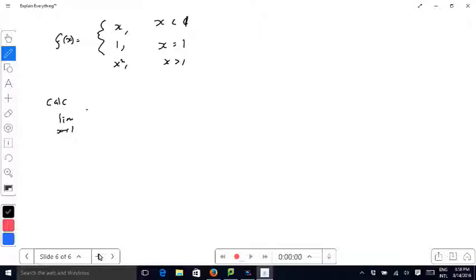So I'm calculating the limit as x approaches 1 for f of x. I can draw it. Most of the time it's useful, but I don't need to, particularly in this situation. So I'm looking at the values for the limit on the left. I get the limit as x approaches 1 from the left, meaning negative, for f of x.